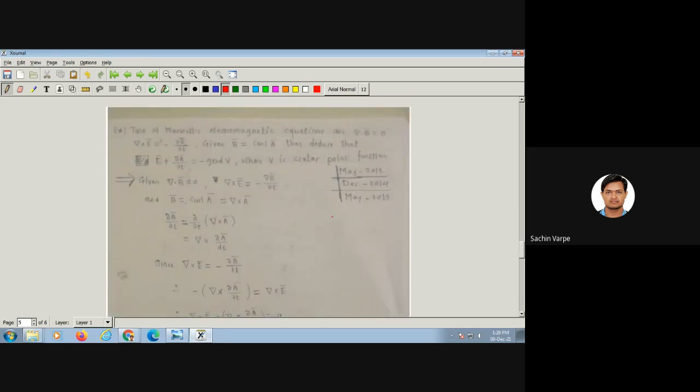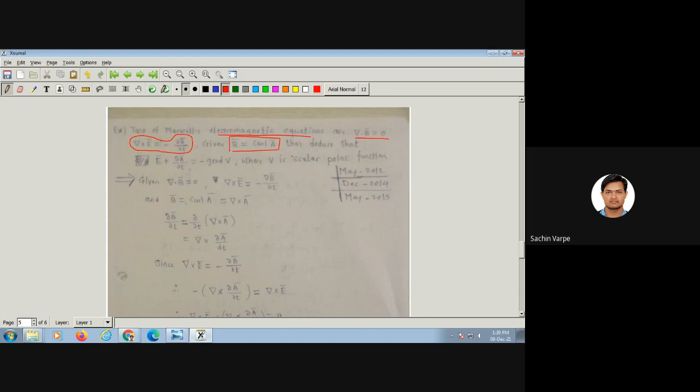This is an example. Two Maxwell's electromagnetic equations are given to be this: del dot B bar equal to 0 and del cross E bar is equal to minus partial derivative of B bar with respect to t, where B bar is the curl of A bar.